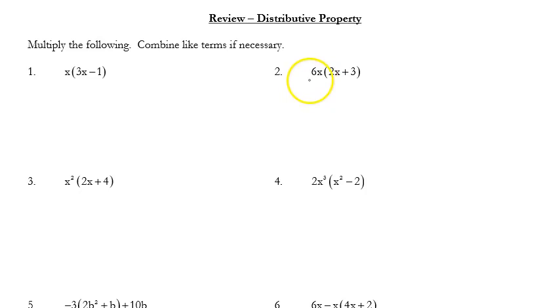I'm going to do number 2. This is something times the parentheses. That's when we distribute the entire thing. I think I have to do this with you because I have to review this concept. If I'm taking 6x and I'm multiplying it by 2x, plus I'm going to take the same 6x and multiply it by 3.